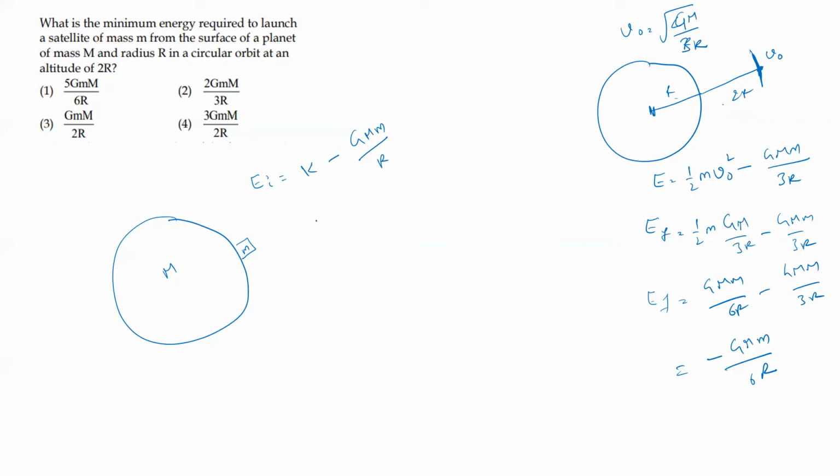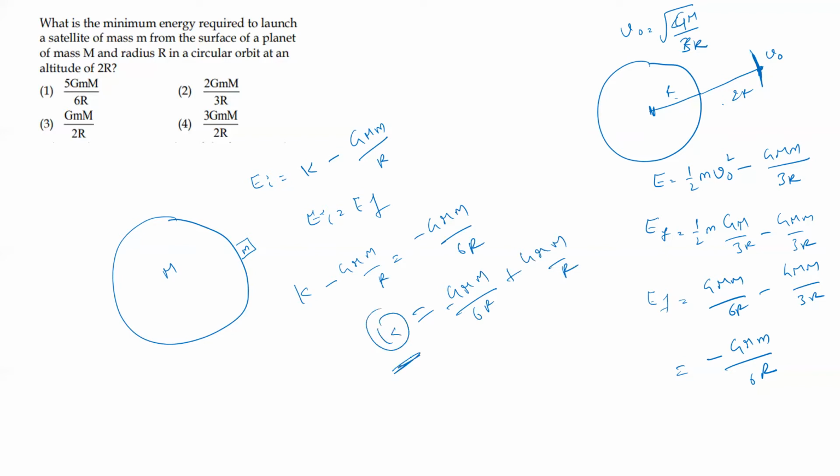Now equate initial energy to final energy. K minus GMm by R is equal to minus GMm by 6R. This comes to this side: K is equal to GMm by R minus GMm by 6R. They are asking the energy, so you will get the answer. Clear.